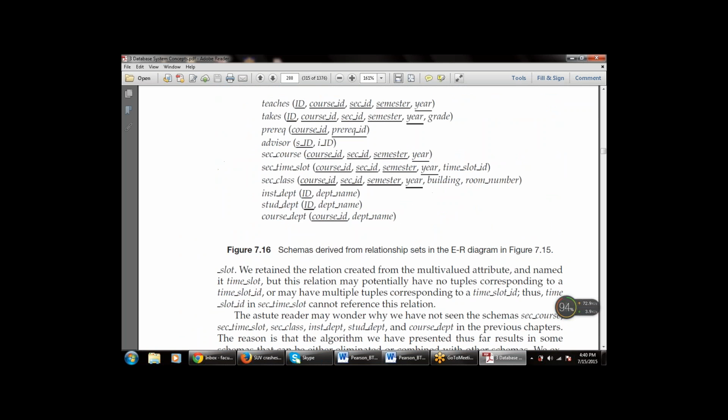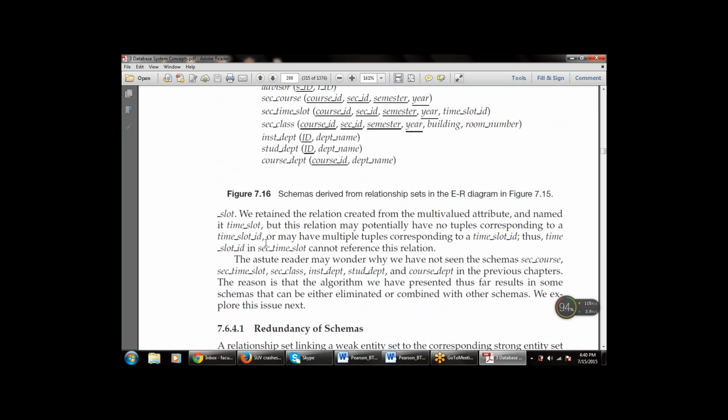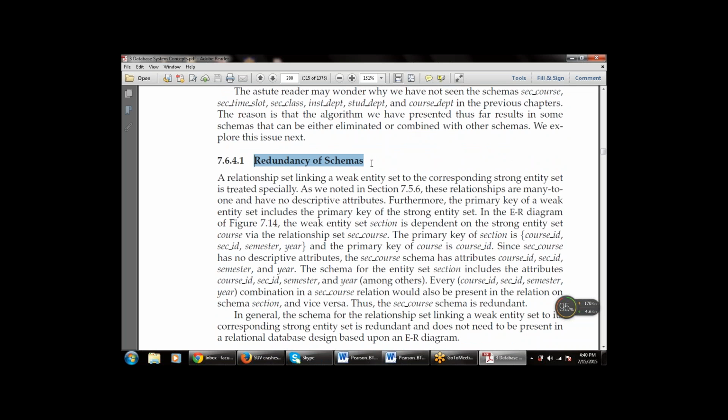So these are the various schemas that are derived in figure 7.15. And then redundancy of schema: what are the various issues that come under the redundancy of the schema, that is, what type of duplicate data or duplicate design of the schema is available in the database design. A relationship set linking a weak entity set to the corresponding strong entity set. If I want to combine the weak entity set to the strong entity set, that will be represented with the help of the relationship set, and there will be redundancy of the schema, a duplication of the schema that is also available.